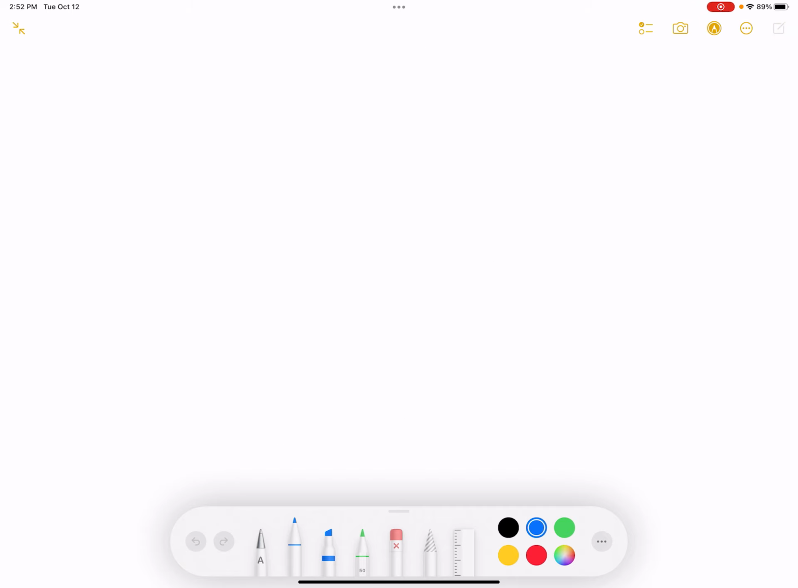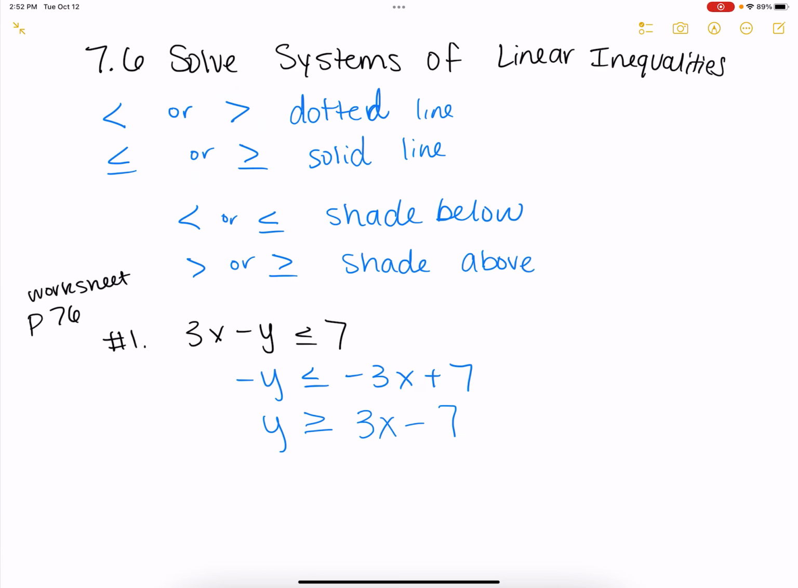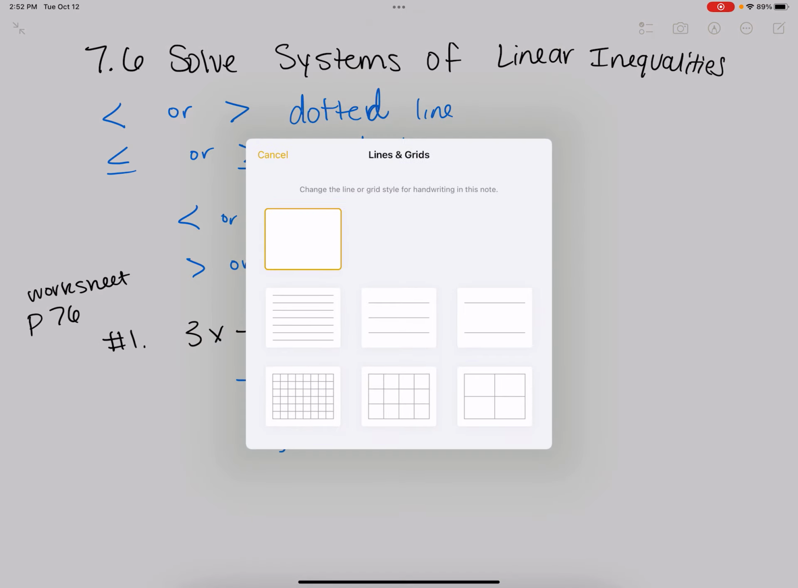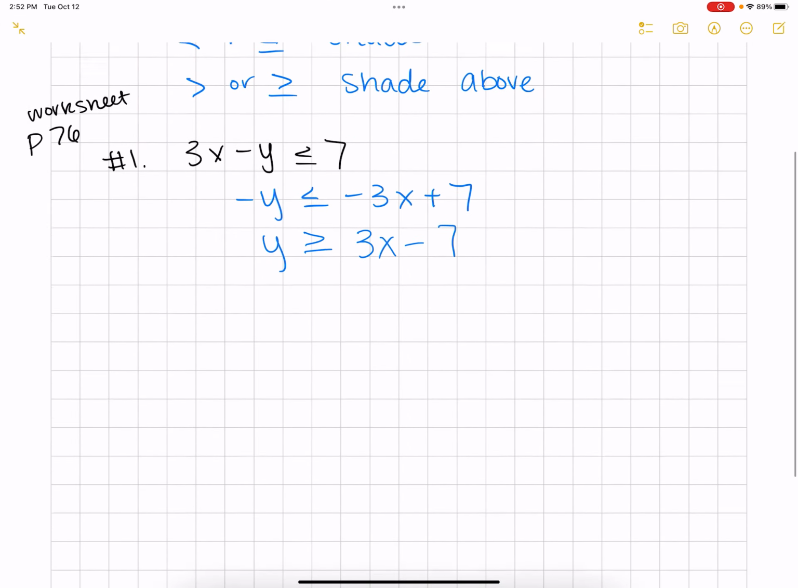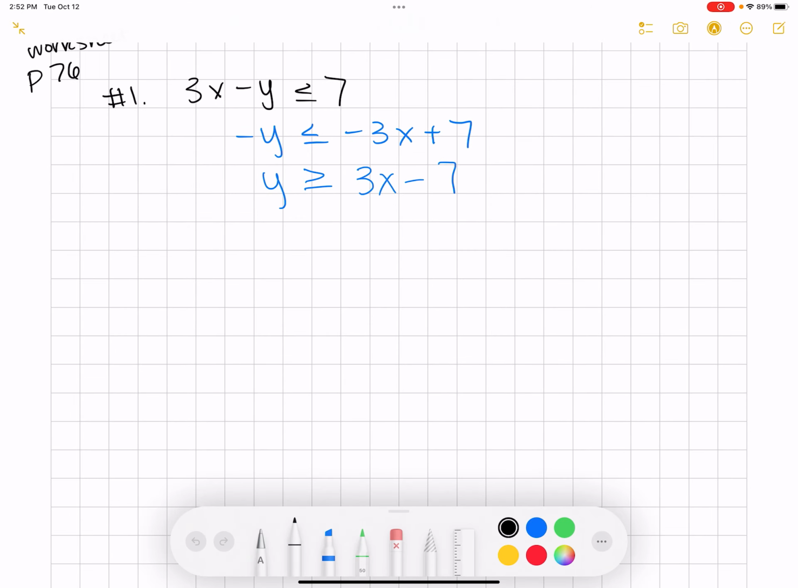Oh dear, what did I just do? That was a problem. There we go. I'm going to put some lines up here. All right, so let's see. All right, so I'm going to go down.